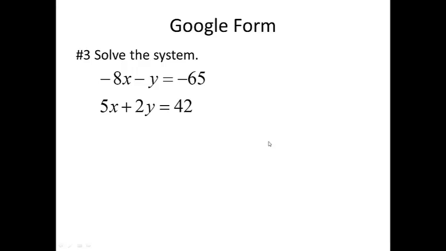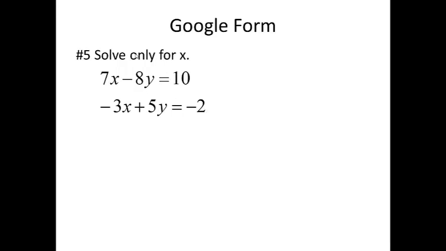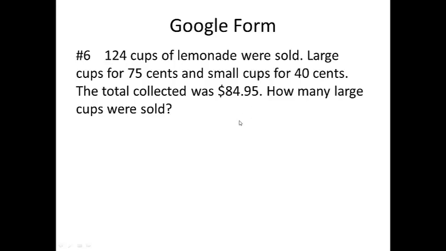Remember that on these, you're going to give me an x and y, and on this last one, I only want you to solve for x. Okay. And the last one, number 6, 124 cups of lemonade were sold. Large cups sell for 75 cents, and small cups sell for 40 cents. The total collected was $84.95. How many large cups were sold? Remember to answer the question being asked.